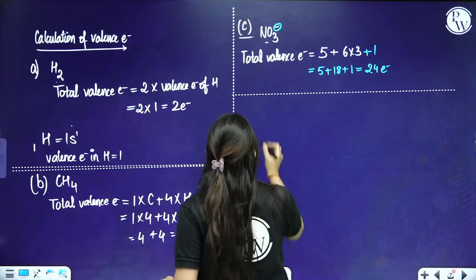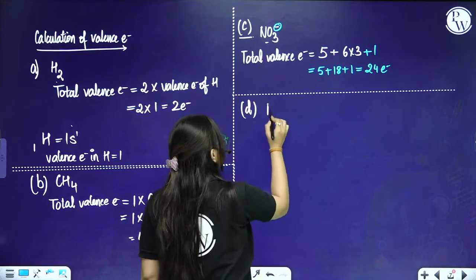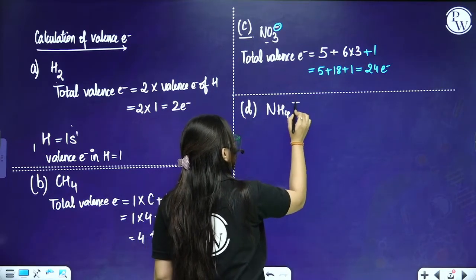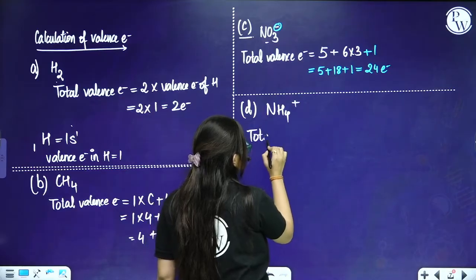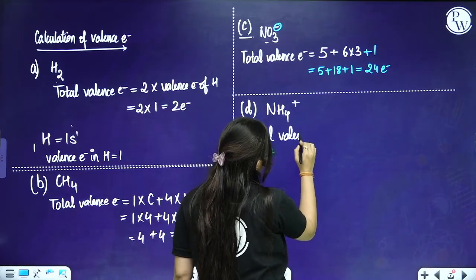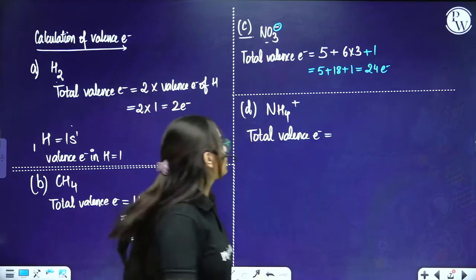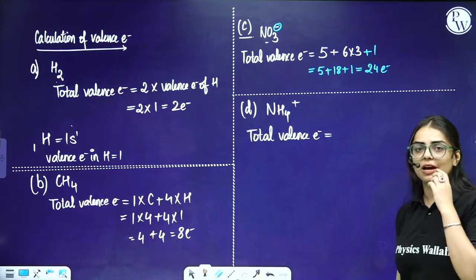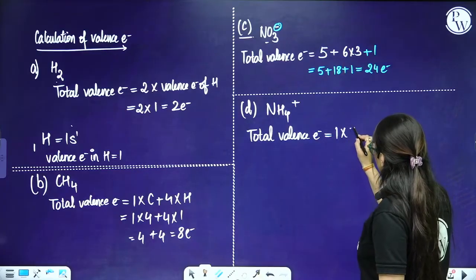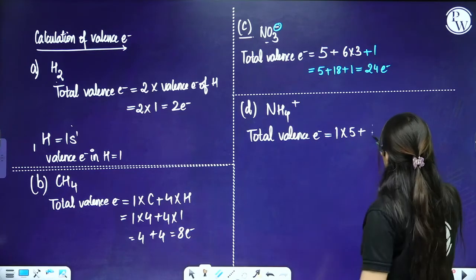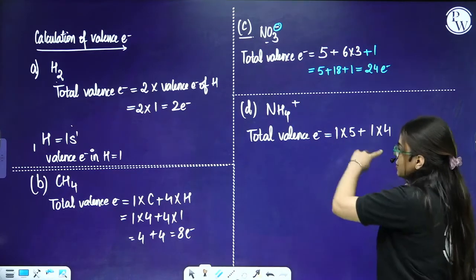Yeah, let us take another case. D part, NH4 positive. So total valence electrons is equivalent to, for the case of nitrogen, how many total valence electrons were there? 5. One nitrogen, so 1 into 5. Plus for hydrogen, how many valence electrons? 1. Total hydrogen 4, so 1 into 4.